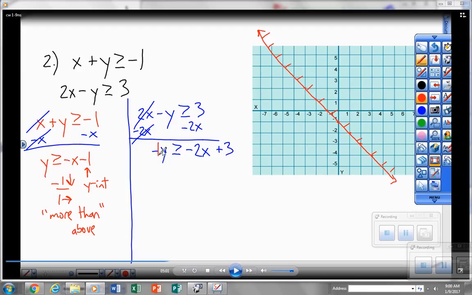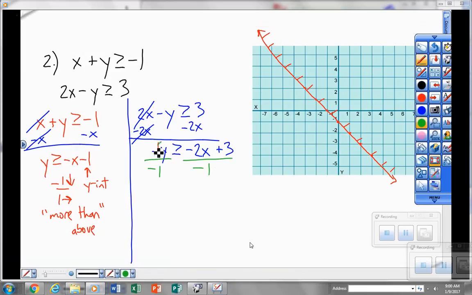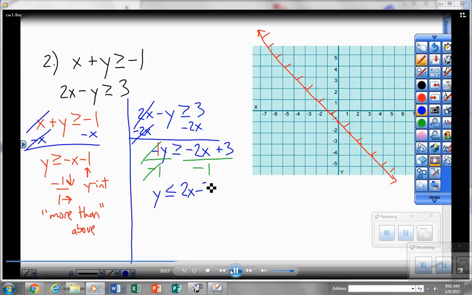The opposite of multiplying by negative 1 is dividing by negative 1. So I'm going to divide both sides by negative 1. But you need to remember, for these inequalities, when you divide by a negative 1, the inequality switches. So it's not more than or equal to, now it's y is less than or equal to. And then that negative 1 divides into both those top numbers. So negative 1 into negative 2 gives me positive 2x. 3 divided by negative 1 gives me that negative 3.